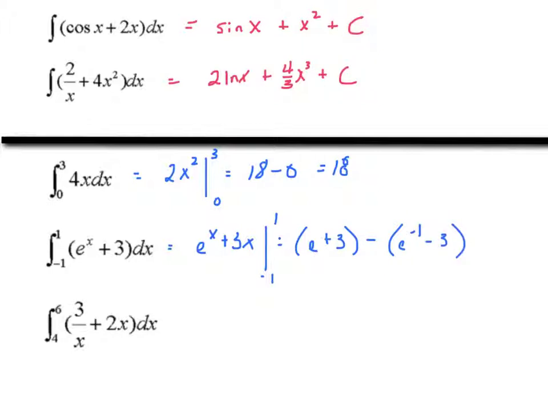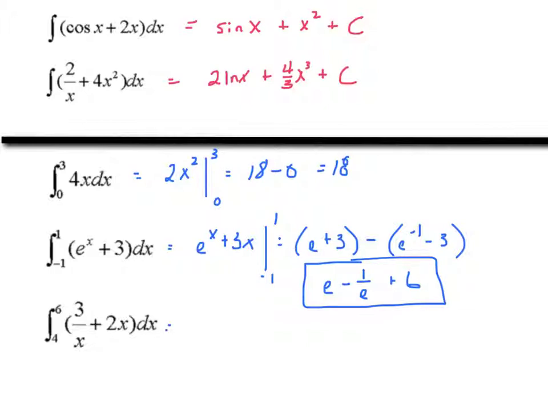And we could combine some like terms here. Of course, we just have e. E to the negative first is 1 over e. And then we have 3 minus negative 3, so plus 6. So this is our answer. We could type that in, but that's it exactly.